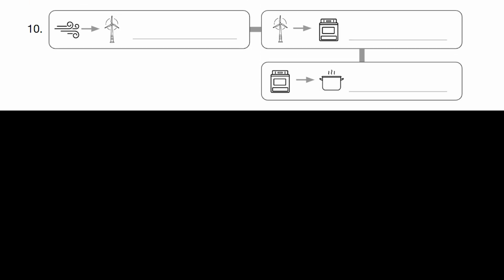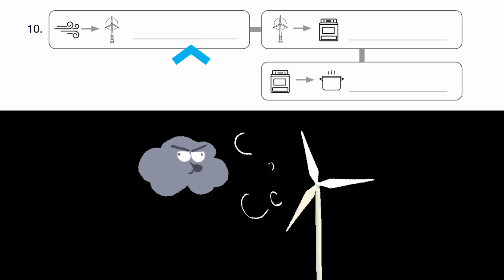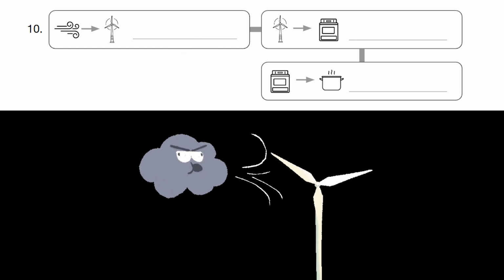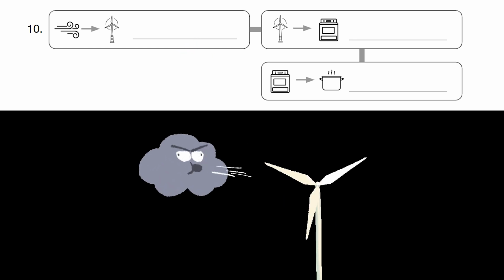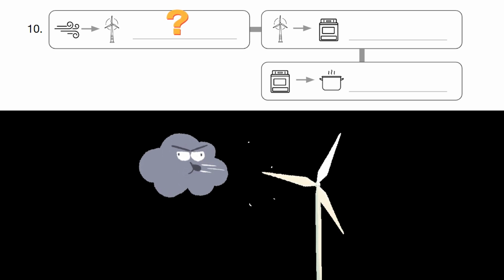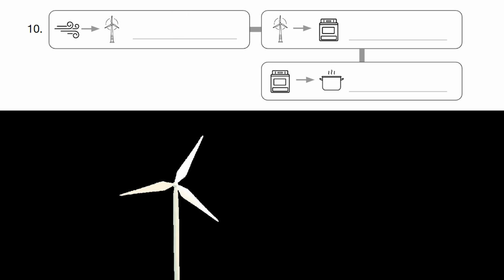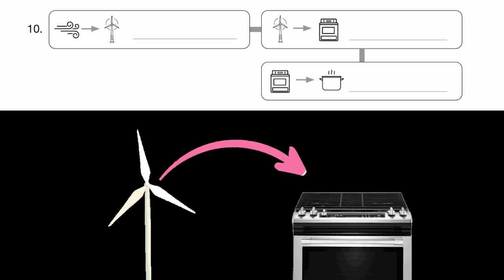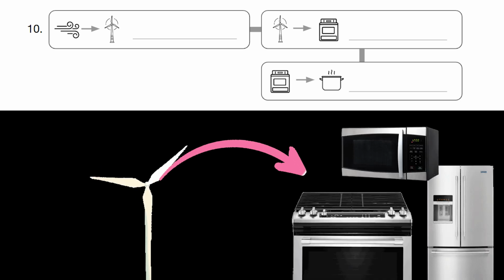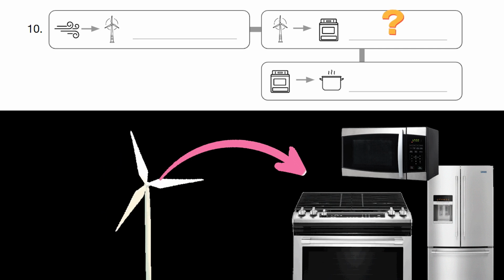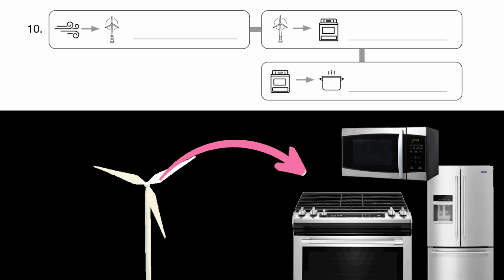Almost done. Let's finish with section number 10. First, wind is pushing a turbine on a windmill and making it spin. What kind of energy is being transferred here? Then, that energy is converted and is transferred to appliances in a home, like the ovens, microwaves, and refrigerators. What kind of energy is being transferred here?